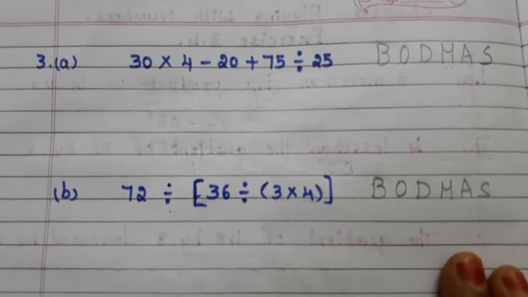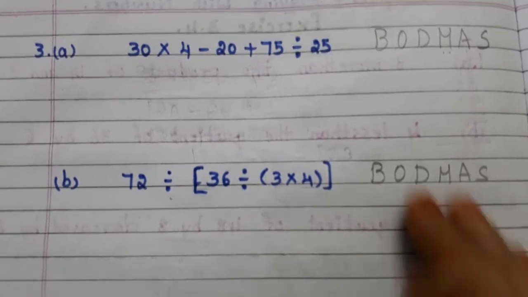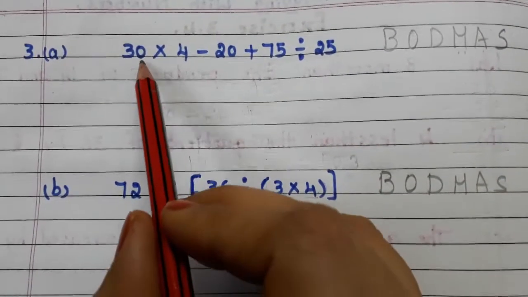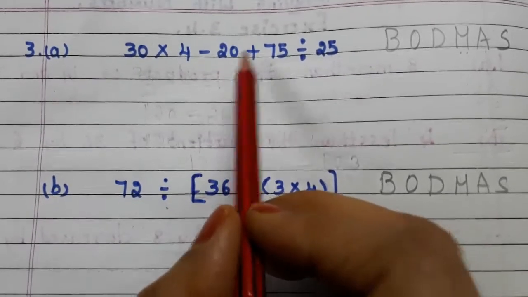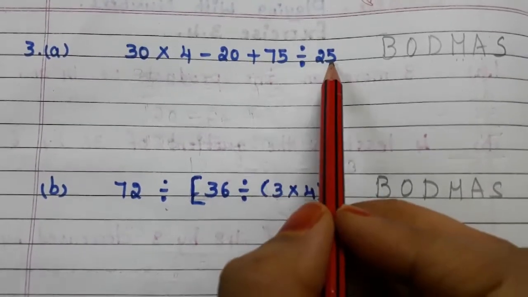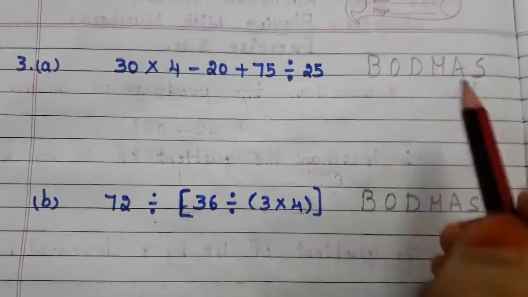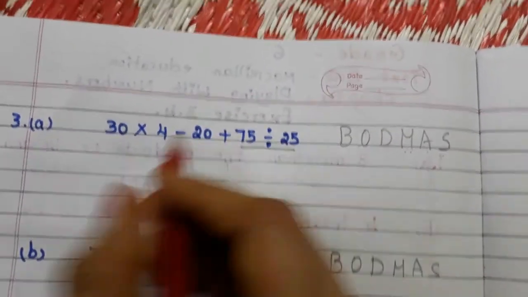Let us go to question number 3. Simplify. Here also we have expressions, we have to solve them. First expression is 30 into 4 minus 20 plus 75 divided by 25. In BODMAS, what comes first? Division comes first. So first we have to solve this.